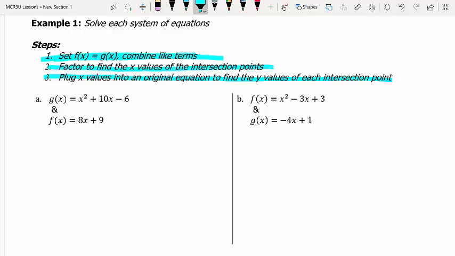Okay, so let's find the solution between g of x and f of x. So the first thing we want to do is set g of x equal to f of x. So g of x is x squared plus 10x minus 6, and f of x is 8x plus 9. Now let's collect and combine our like terms. So I'm going to bring all my terms to the left side of the equal sign, and now I'm going to combine my like terms.